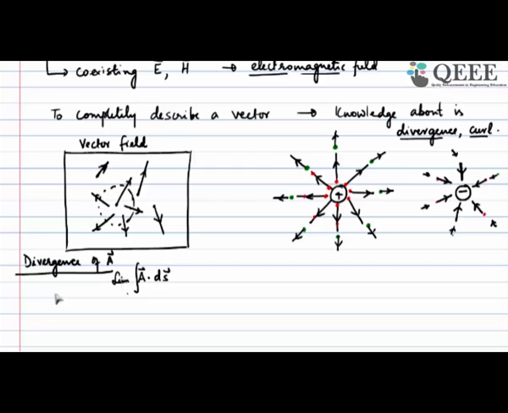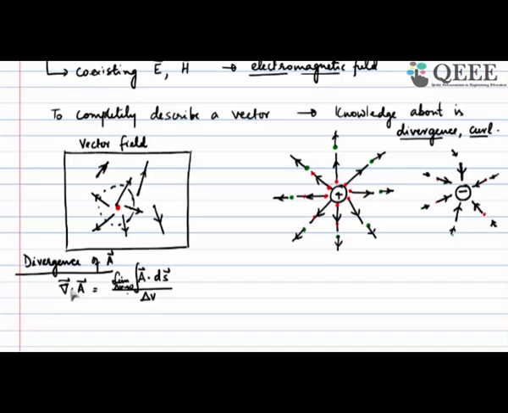and in the limit, the divergence of vector A is defined at a point. You are trying to define it at a point. And how do I find the divergence? I need to take the surface integral of this in the limit that delta V tends to 0, divided by delta V. This is the divergence of A.